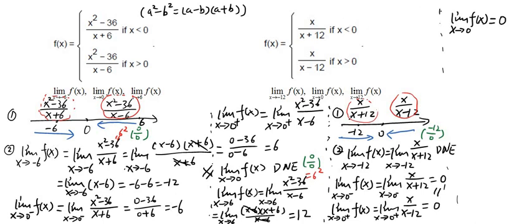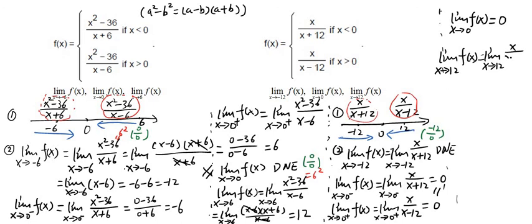Now let's take a look at the last one. The limit as x approaches 12 of f(x). As we know, 12 is not a breakpoint, so we have 12 here. It belongs to the function x over x minus 12. We just plug in x over x minus 12. And again, when we plug in x equals 12, we find that we get 12 over 0. So that means this limit doesn't exist.